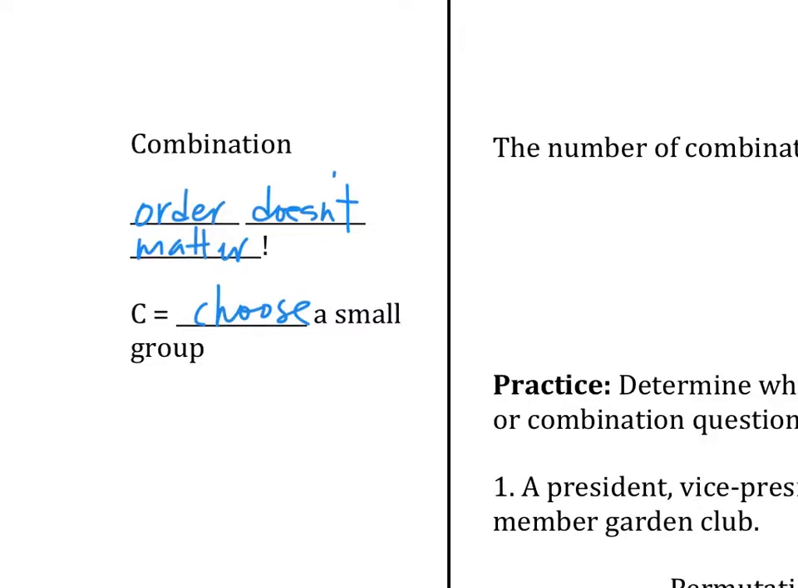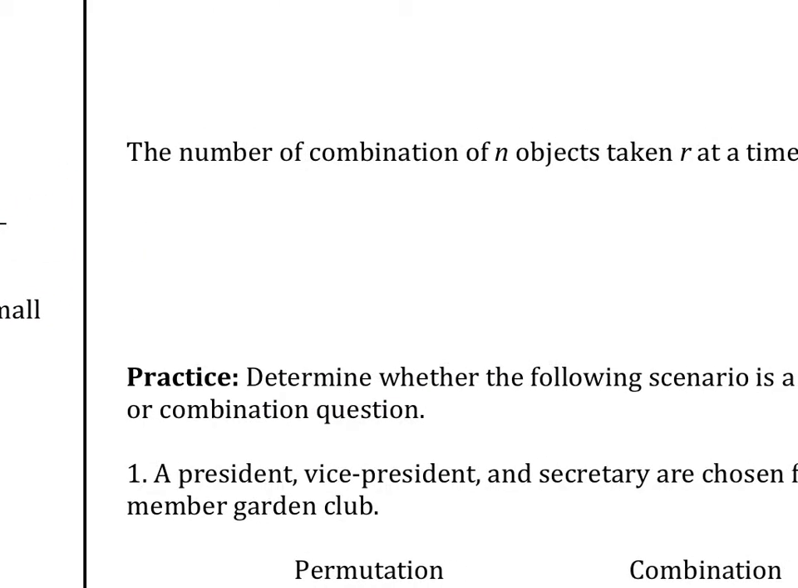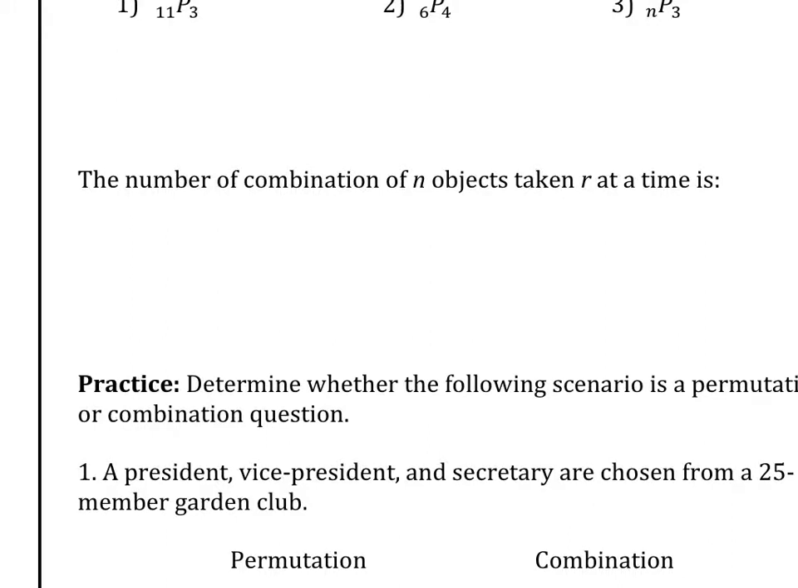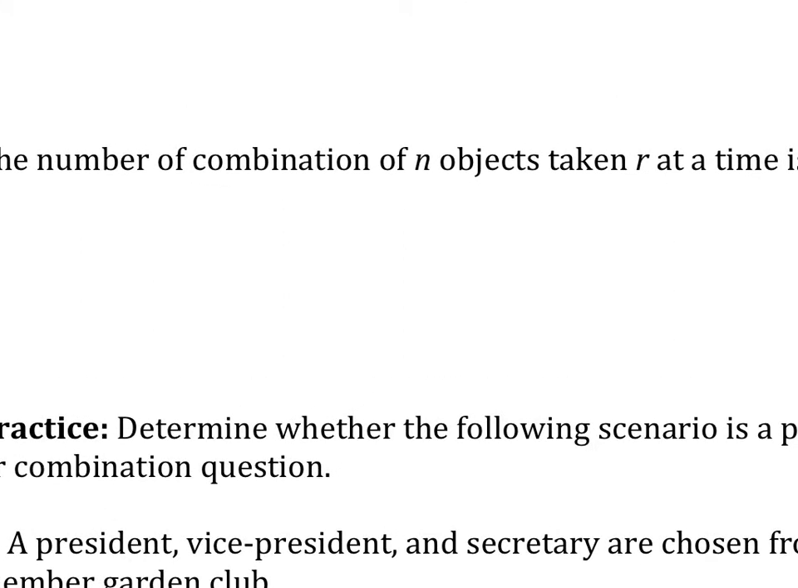The number of ways you can choose n objects taken r at a time is nCr when the order doesn't matter. Another way that you will often see nCr is with parentheses, with n on the top and r on the bottom. That just means nCr. It's the same, just another way of writing it.